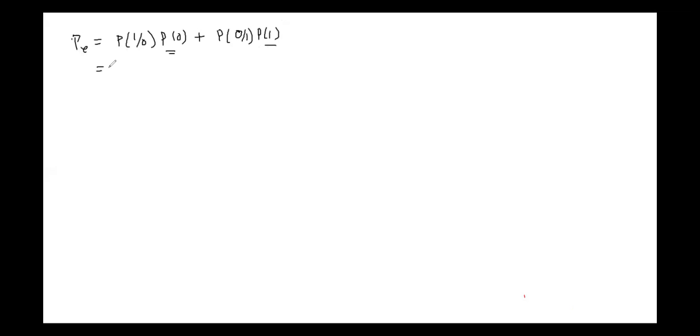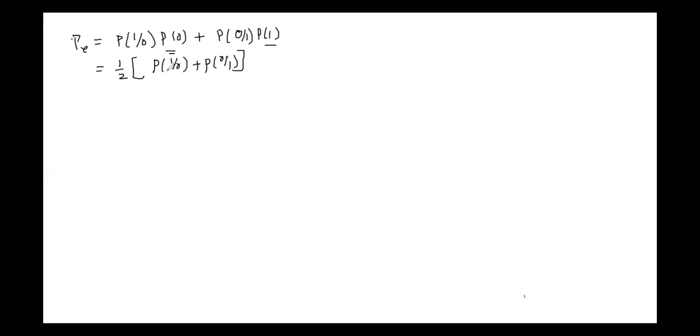So I'm taking 1/2 of either 0 or 1. So the probability of 1 over 0 plus the probability of 0 over 1. Okay.